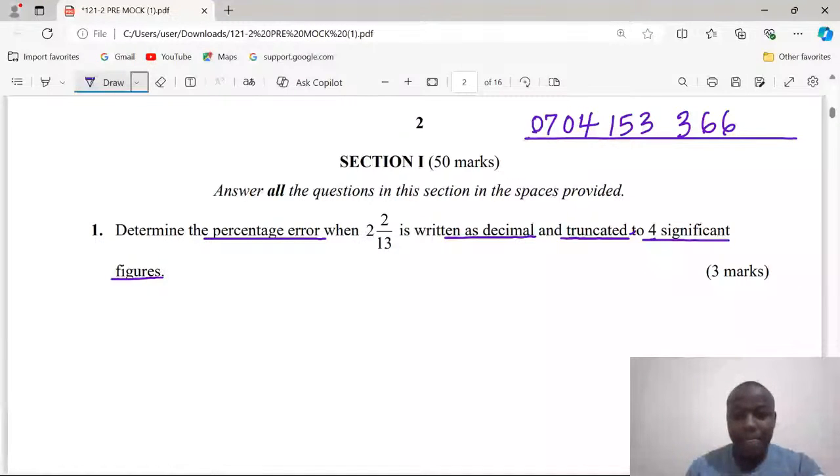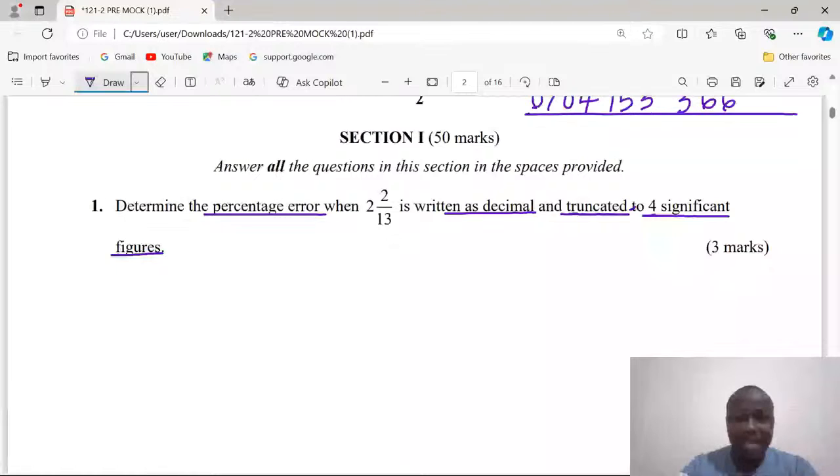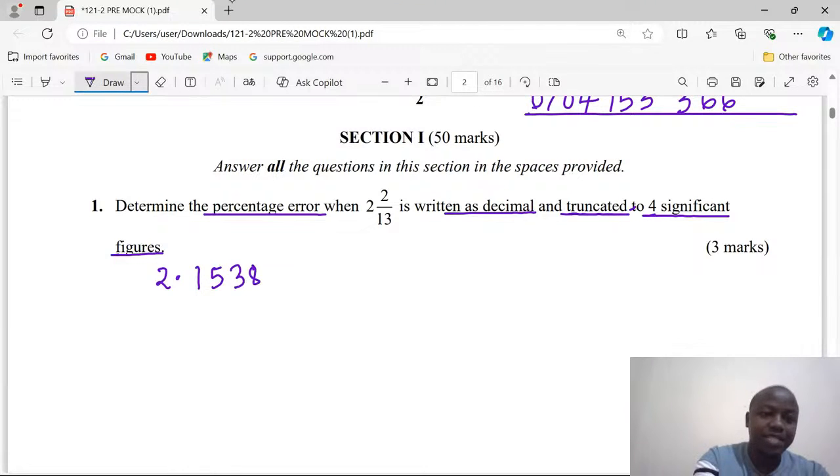So let's start by first of all changing the number which has been provided into a decimal. When we are changing 2 and 2 out of 13 into a decimal, we should know that 2 is already a whole number, so we'll be having 2 point. Then we take 2 divided by 13. This is 0.15385, that is 1, 5, 3, 8, 5. This is to 5 decimal places.